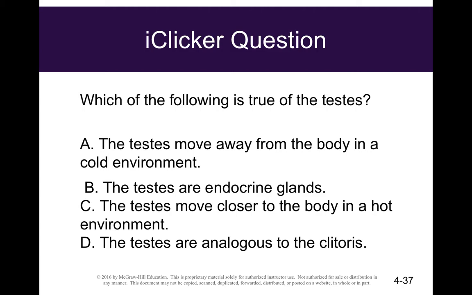In fact, the testes are endocrine glands, and I told you that the testes move toward the body in a cold environment. Why would that be important? You want to protect the sperm, and you don't want them to get too cold. And so you move them closer to the body to keep them warm.